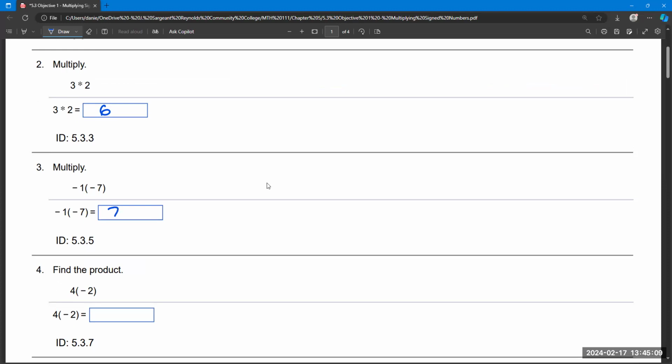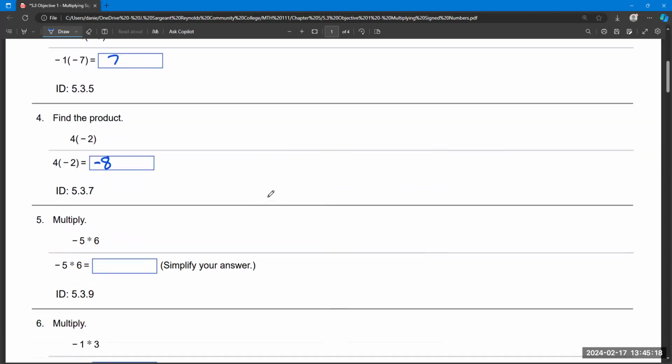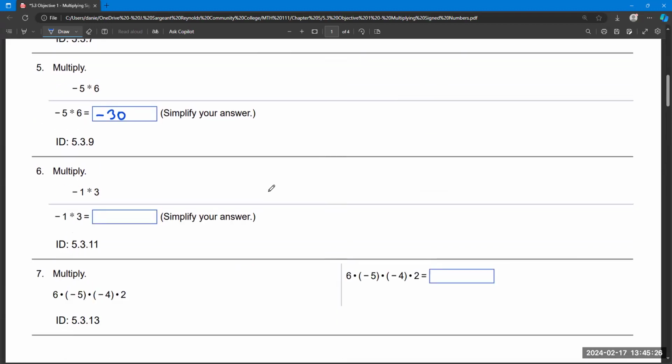Now we're multiplying a positive 4 times a -2. Those are unlike signs, which will give us a negative result. 4 times 2 is 8. Again, multiplying unlike signs will give us a negative. 5 times 6 is 30. Unlike signs, 1 times 3 is 3. So that's going to be a -3.